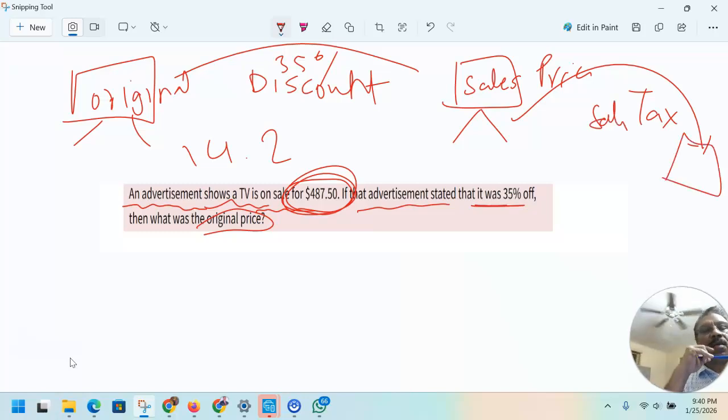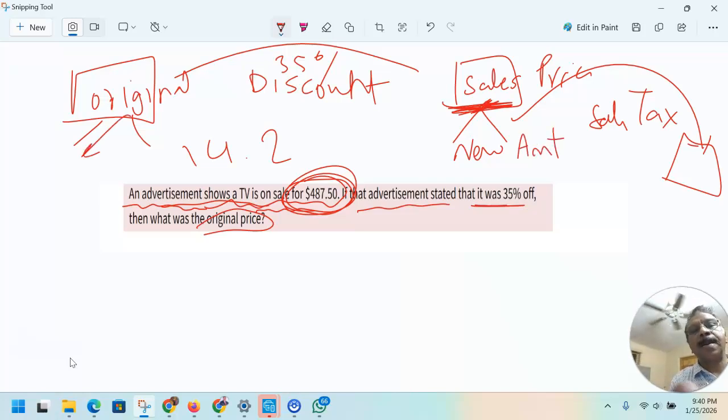Okay. So right now the only thing I want to ask is, they gave you that it is on sale. That means this is given to you. This part is given. This is kind of the new amount, and we did not know the old one, the original. This is given to you. What is 35%? By now we know it is 0.35. That's the P.